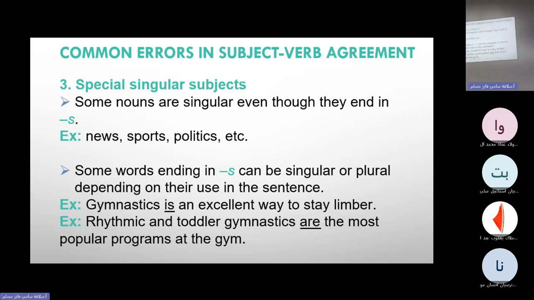Okay? Some words ending in S can be either singular or plural depending on their use in the sentence. Go ahead, Nirsian. Read the example. Gymnastics is an excellent way to stay limber. Gymnastics is singular. Even if it ends with an S, it is singular. That's why we use is.